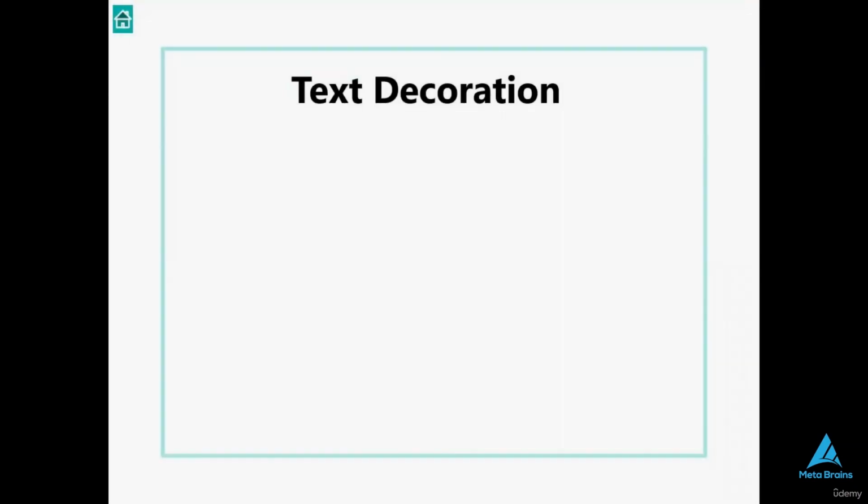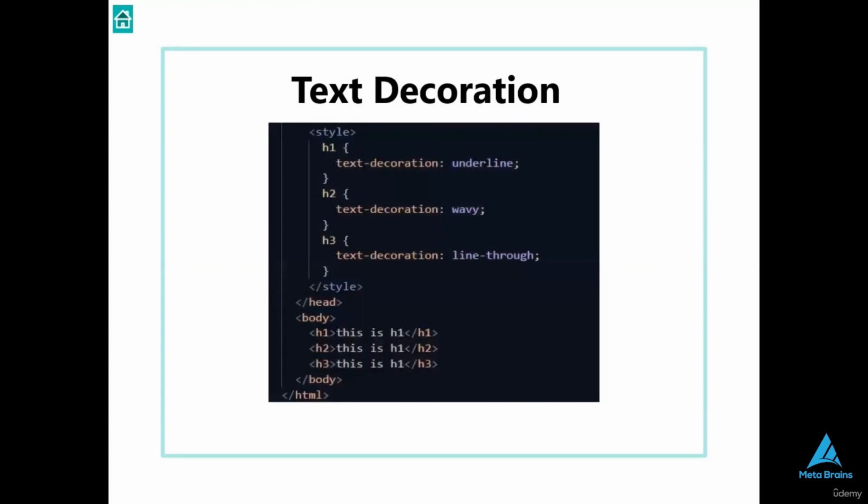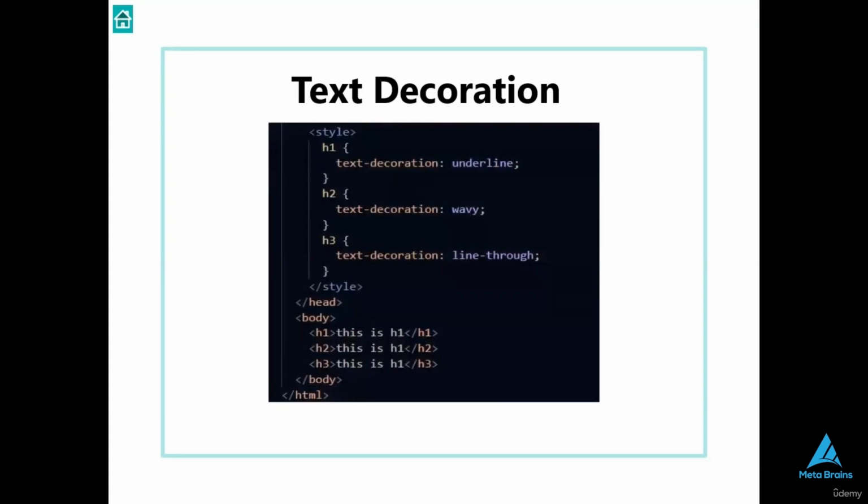Okay, so we use text decoration to decorate any text in CSS. You might be thinking why I'm saying text decoration. So let's take some properties of text decoration and see how it works. Alright, if I want to decorate the text by underlining it, I'll write underline. If I want to have some wavy lines in text decoration, then I'll use wavy.